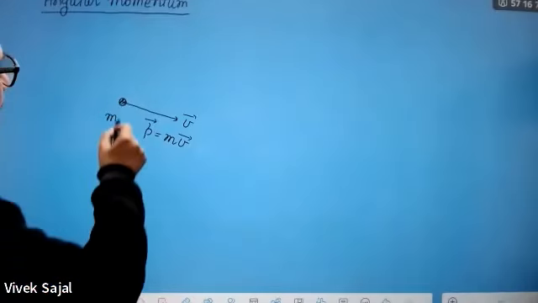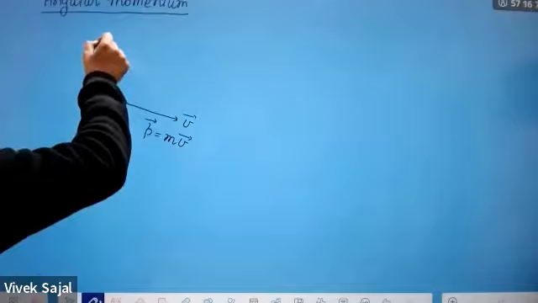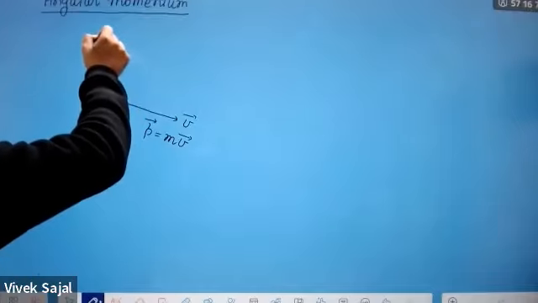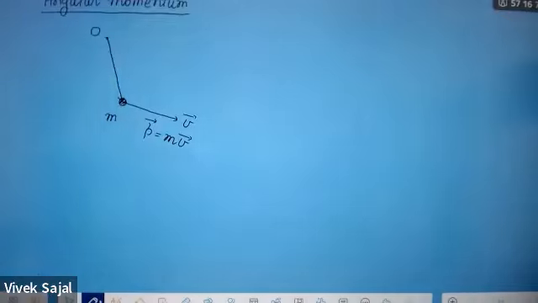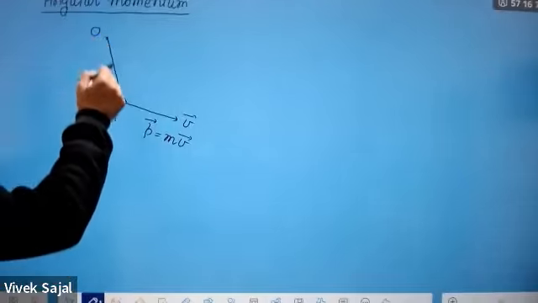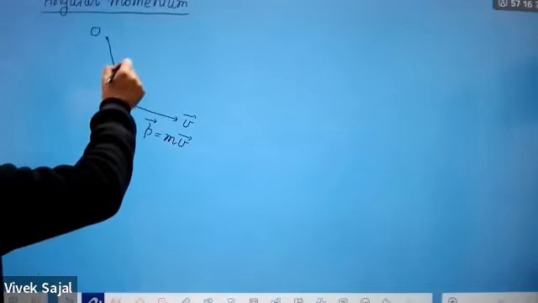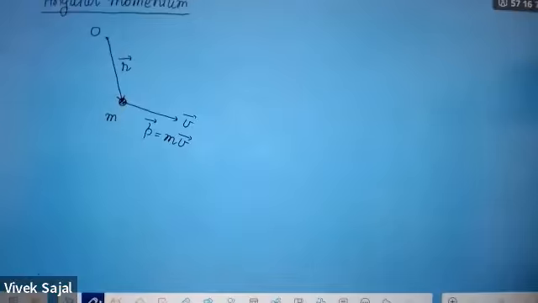Now what will be the angular momentum of this particle about O? This is the point O, the origin, I say. Suppose this is the origin here. I want to find out the angular momentum of this particle about this point O. So first you have to write the position vector. The position vector will be r vector.